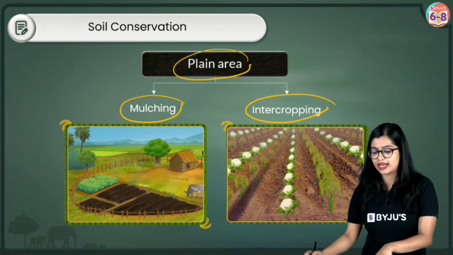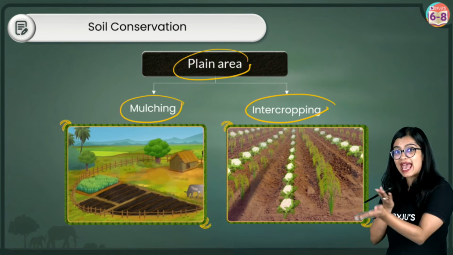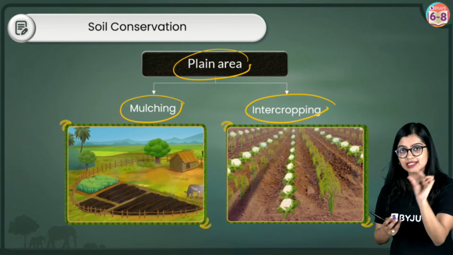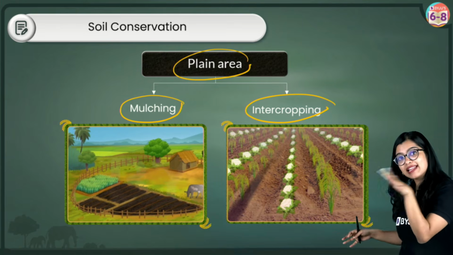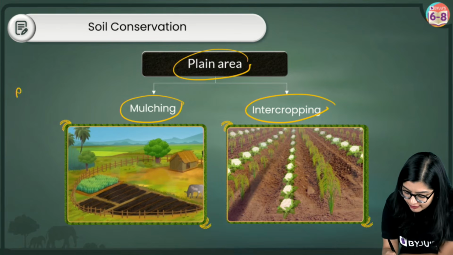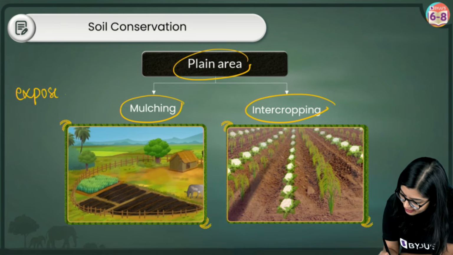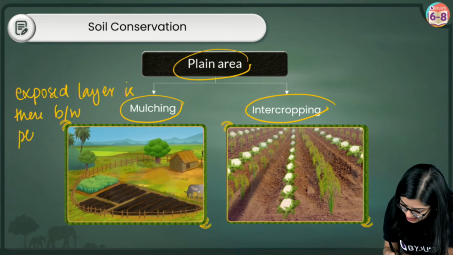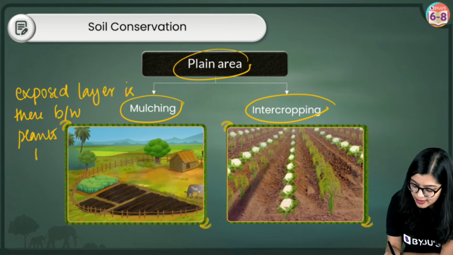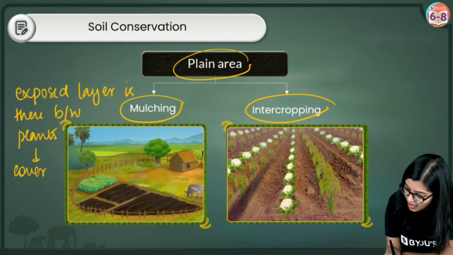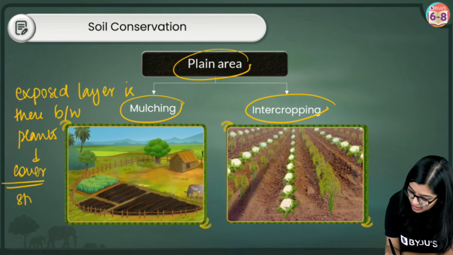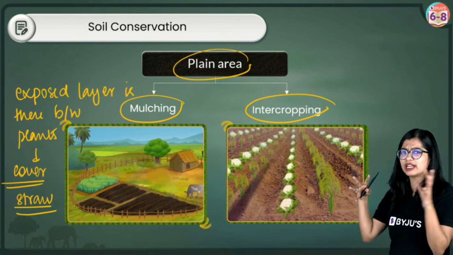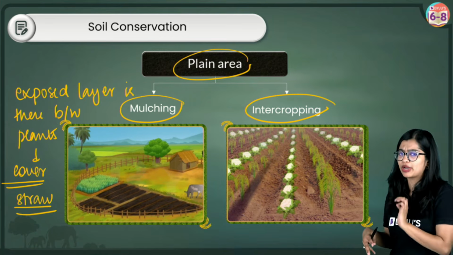So what is this mulching? Now mulching is basically whatever bare surface is exposed either to water or air, we will cover that exposed layer. So whatever exposed layer is there between plants, I'm assuming you are doing agriculture, what you will do is you will cover it. And how will you cover it? You will cover it maybe with straw, especially straw, which is an organic substance, so that it will protect the soil moisture and again protect the top layer.